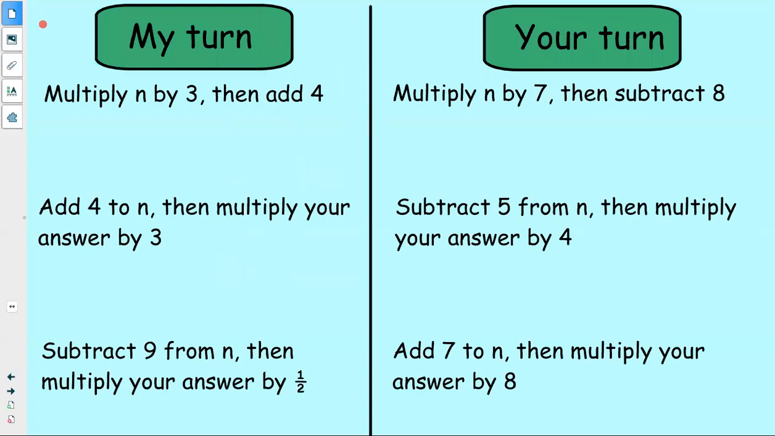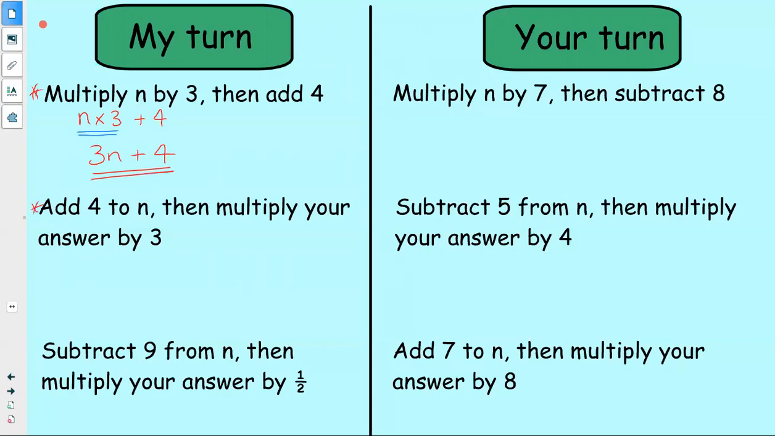Okay, again, I'm going to do my turn, your turn. So my turn: multiply n by 3, so this first one here, and then add 4. So you know n multiplied by 3, and then I'm going to add 4. But if I look at that first part, you know how to write that. You know that n multiplied by 3 is the same as 3n. So it would just be 3n, add 4. That would be my final expression.